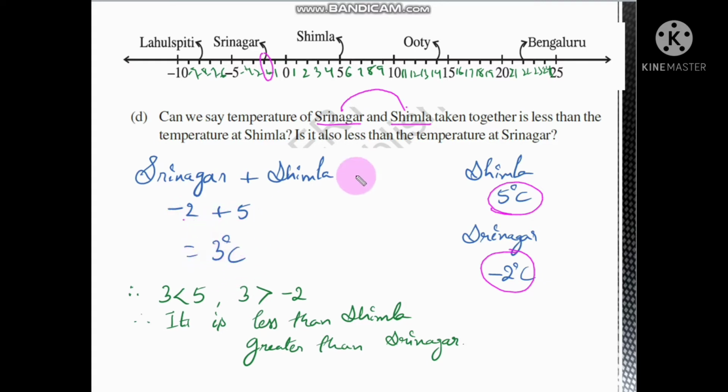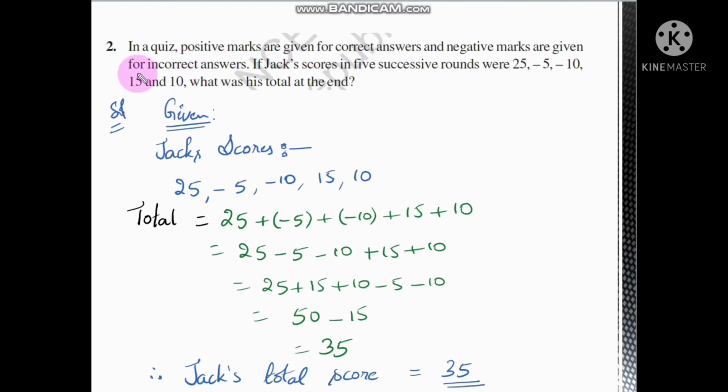So is this temperature less than the temperature at Shimla? If we compare 3 with 5, it is less than 5. So 3 is less than 5. So the answer is yes. It is less than the temperature at Shimla. Is it also less than the temperature at Srinagar? Is 3 less than minus 2? No. 3 is greater than minus 2. Okay children? So it is less than Shimla and it is greater than Srinagar. Understood children?